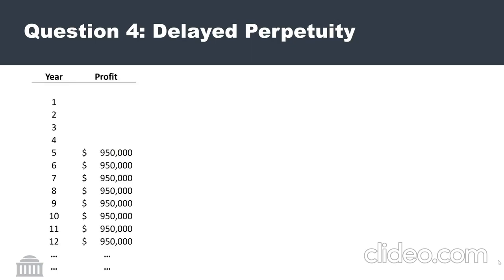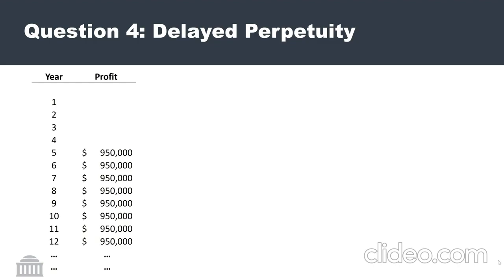Now, let's turn to the analysis of scenario B. In this scenario, we redevelop the property during the first 4 years. It starts generating a profit of $950,000 in year 5, and this profit will be generated every year thereafter forever. We call this stream of cash flows a delayed perpetuity. It is similar to a regular perpetuity, with the only difference that the first cash flow starts not in year 1, but later. In our case, it starts in year 5.